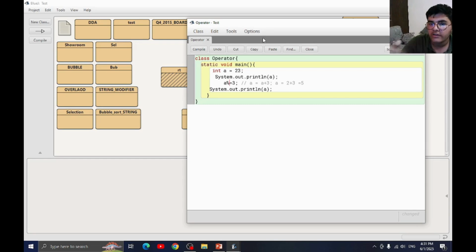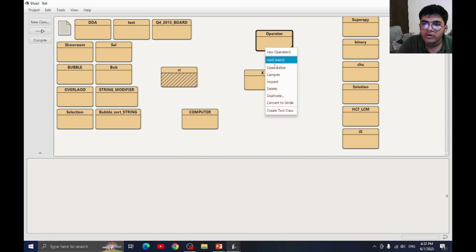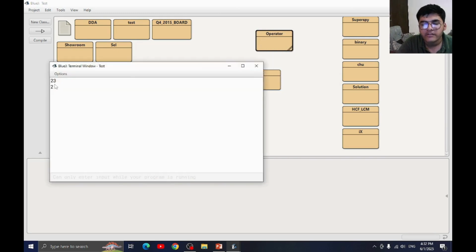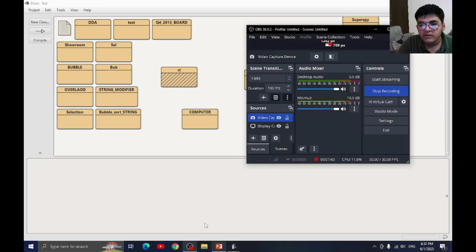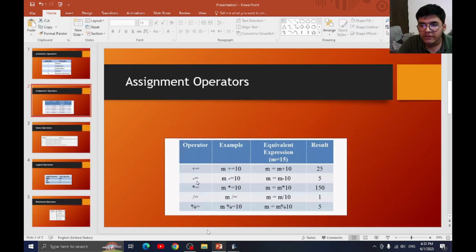So the modular sign is here, and what happens? 23 modulo 3, what is the remainder? The remainder is 2, and we are going to print here. So let's see what the output is, and you can see the output is 2 after doing this modular division, and that is the simple function of these assignment operators.